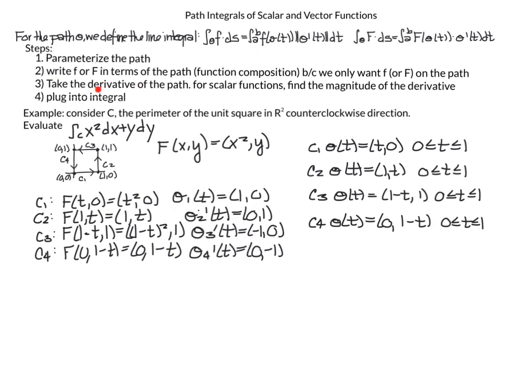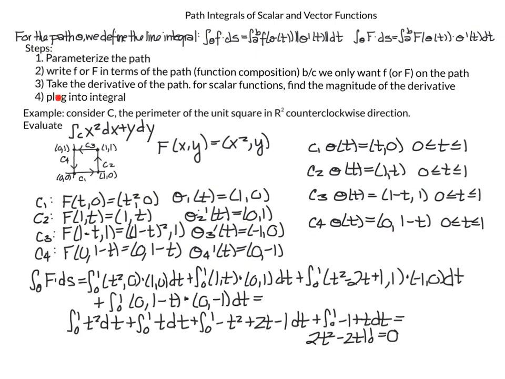For step 3, I take the derivative of my path. I had to move this information over to make room for the derivatives. So for C1, the derivative of (t, 0) is (1, 0). For C2, my derivative is (0, 1). For C3, my derivative is (-1, 0). And for C4, it's (0, -1).